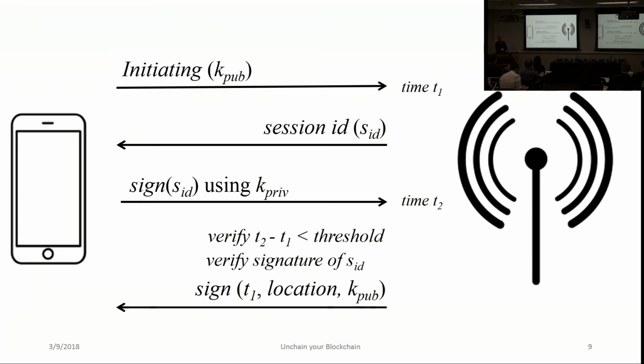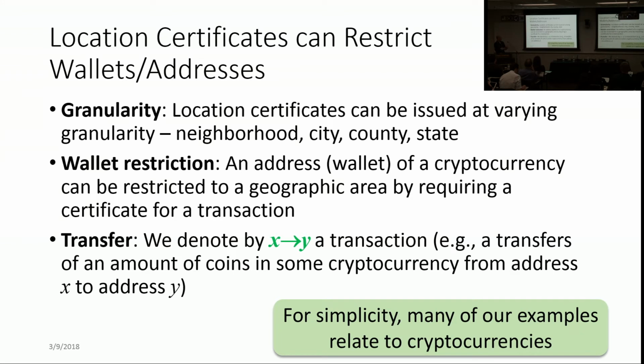Okay, so now we have this certificate. You need to notice that, one, the certificate can be created at different granularity. It can be created for an exact location, a city, a county, a country, etc.